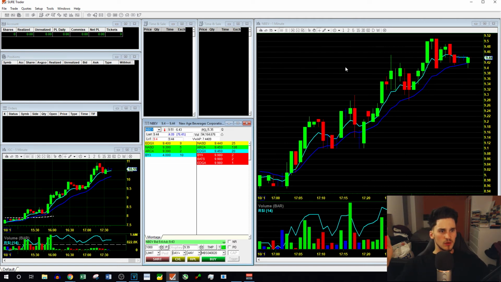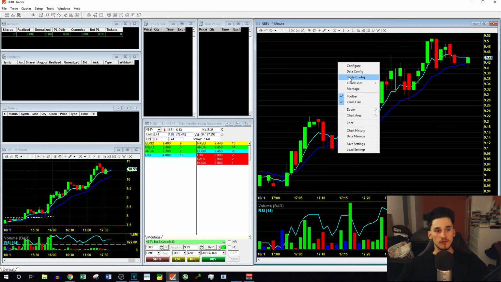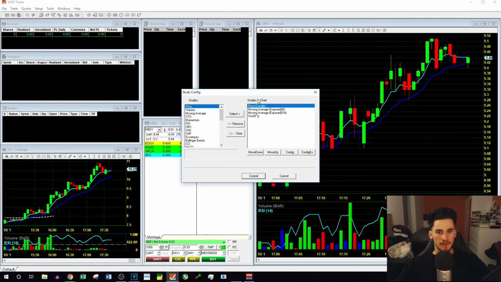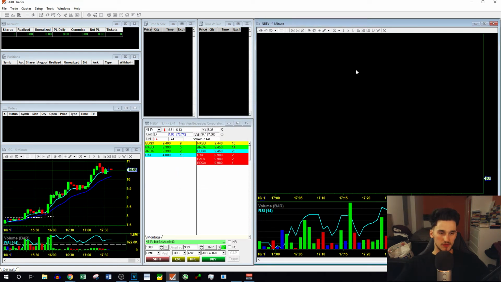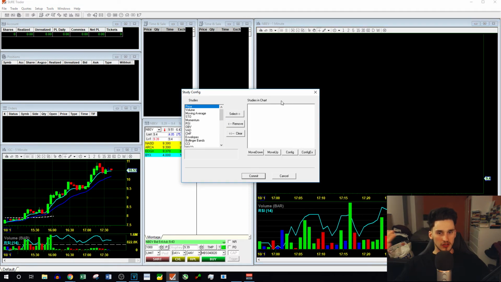Now on the chart, we have some indicators already on here from my old chart, and we have the RSI on the bottom of the chart. To add or remove indicators, we're going to right click and go on to study config, which is short for configuration. This is where you can remove them. If we had it bare, that's what the chart would look like. That's not helpful to us. So in study config, we want the price. Sorry, we don't want the volume.